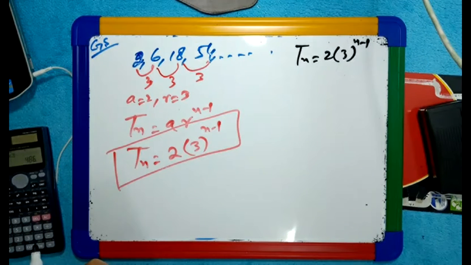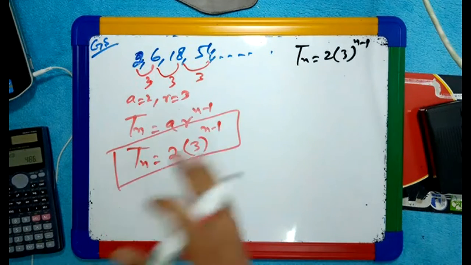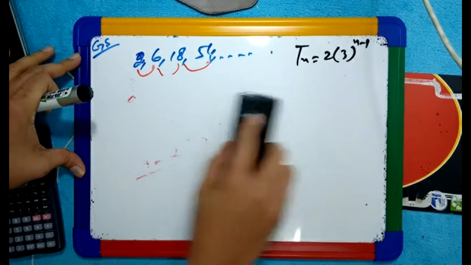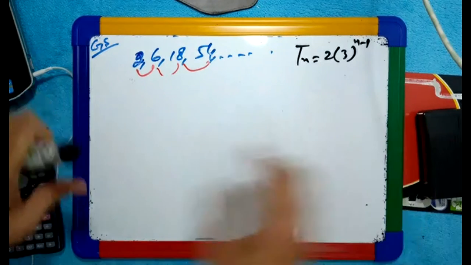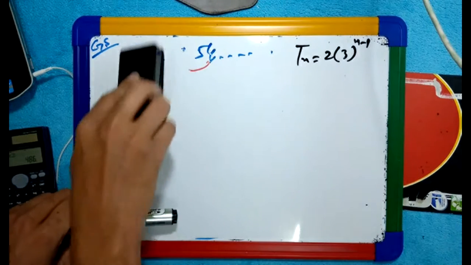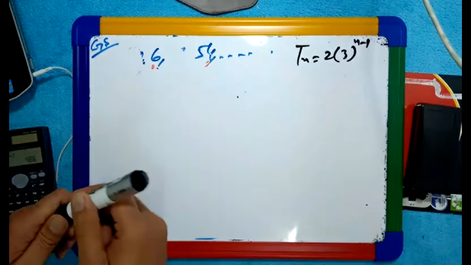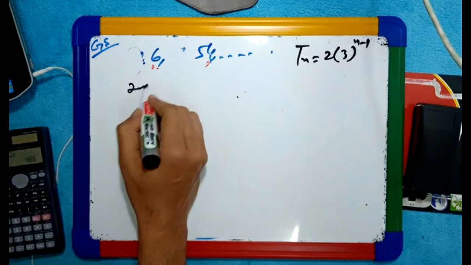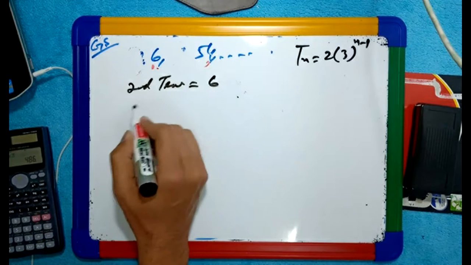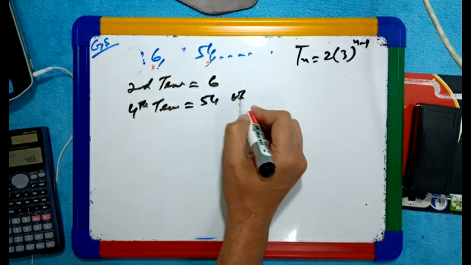I say the second and fourth term is given. In the question, the second and fourth term is given. They do not give the sequence completely. They say the second term equals 6 and the fourth term equals 54. What is the sequence? Is it a geometric sequence? This is a question, right?